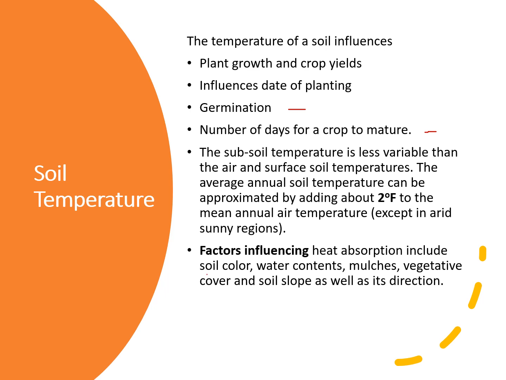Soil color, if we have a darker color, it will absorb more light, more heat rays, and then the temperature will go higher. Water content, if we have less water content, it will raise the temperature earlier, even more early as compared to soil color. And then we have mulches. If we have some kind of artificial or natural mulches, it will reduce the temperature. Vegetation cover will also reduce the temperature.